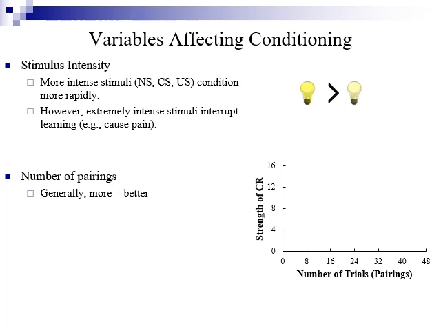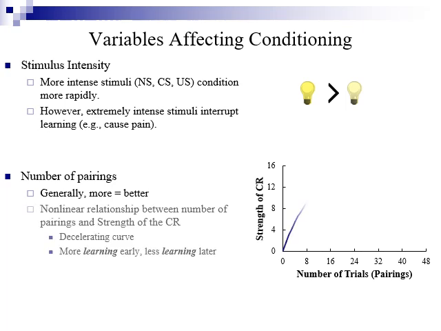On the graph, we're looking at the strength of the conditioned response on the y-axis, the number of pairings across the x-axis. And what we'll see is that as we increase the number of pairings, the strength of the conditioned response will increase. And it does so in a non-linear fashion. We get a lot of learning early and less learning later.